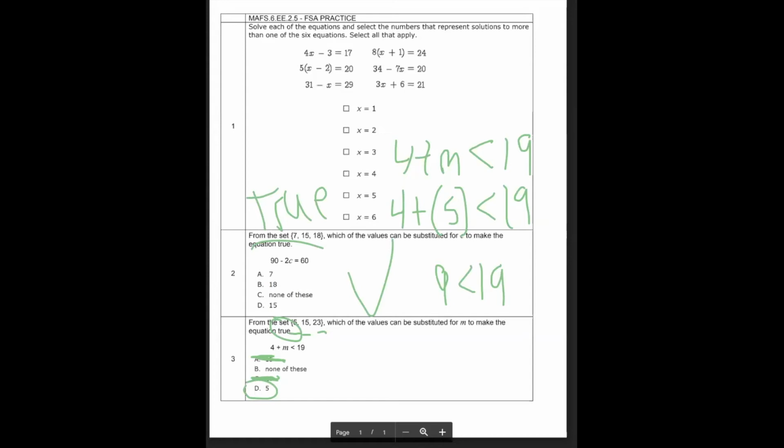We're done with this section. I really do think that the hardest one from this section was this one over here. I think the other ones were a little bit easier to understand.